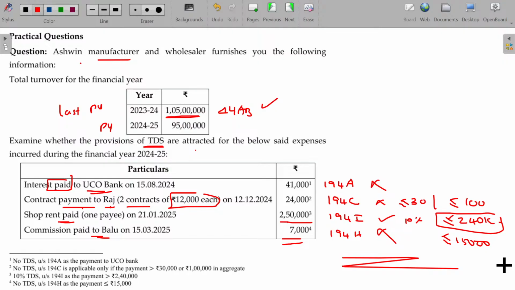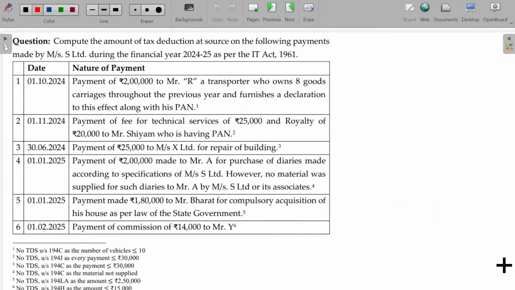Is that clear? So you know now the key points you have to understand: the concerned section, applicable TDS for that, and the exemption limit and rates. These things are what you can expect for answering in your examination. Beyond that, not required. These kinds of questions you may be expecting. Next question.